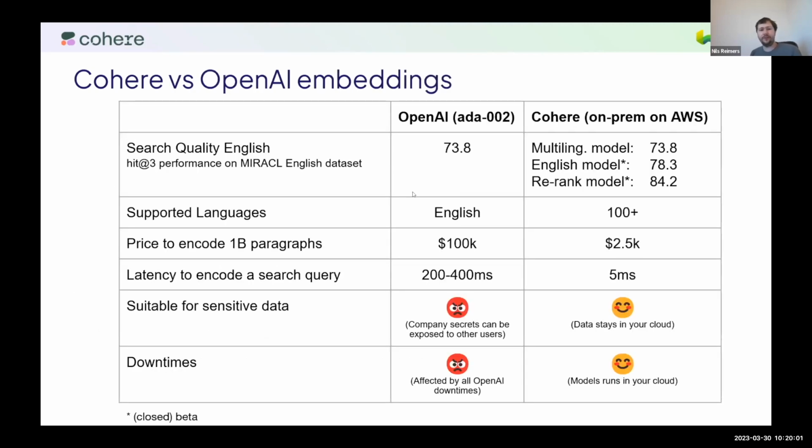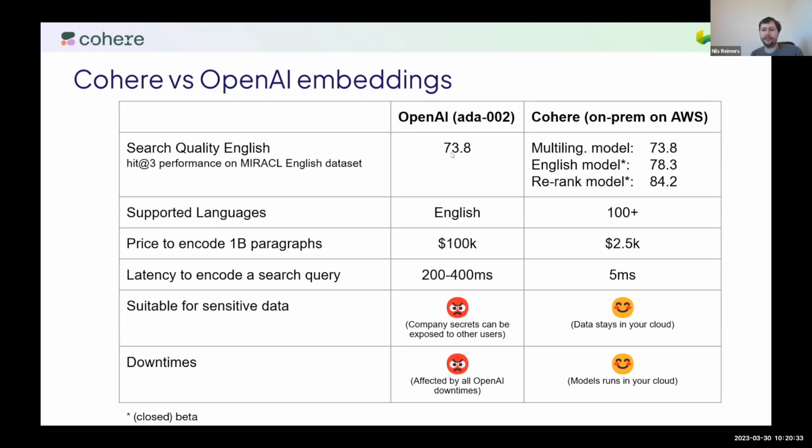Some comparisons, so there's also OpenAI, which is also an embedding provider. There are different open source models. What differentiates Cohere here is, one, the capabilities of the model. Here's a recent benchmark from the University of Waterloo, semantic search on Wikipedia. We look at the top 3 hits, if there's a relevant hit. What we see, the multilingual model is on par with the OpenAI model.